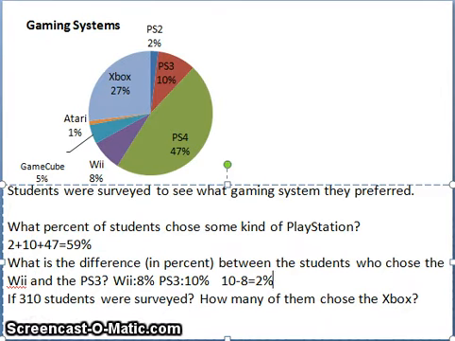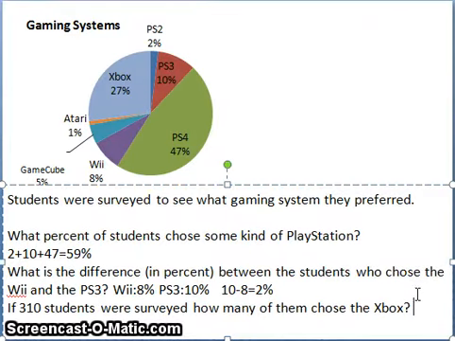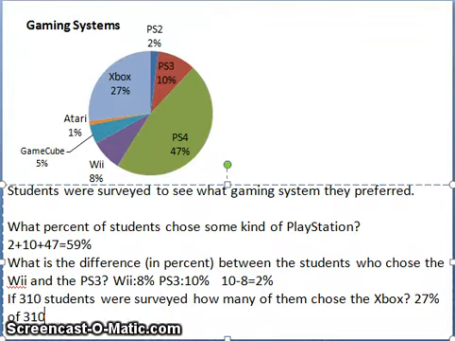Okay, so if 310 students were surveyed, how many of them chose the Xbox? Sorry about the typo there. So we want to know about 310 and the Xbox. The Xbox, if I look here, is 27%. So 27% of 310 is what we want to find. Remember that percentages are always written as a decimal when we use them. So 27% times 310 is 0.27 times 310, so I'm going to go ahead and calculate that.